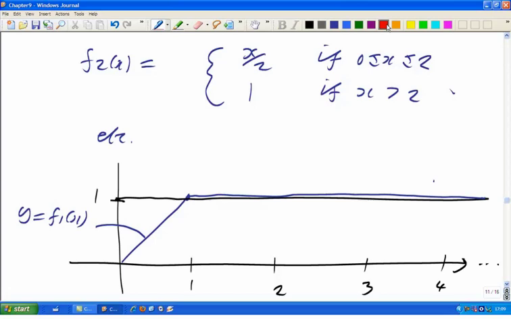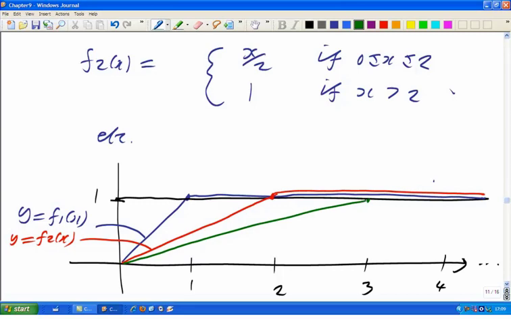y equals f2 of x does the same thing, except that it doesn't get up to height 1 until you get over to 2. f3 of x does the same thing at 3. I think I'll go under this time. You see, it's actually very difficult to do this properly because you've got to indicate all these different functions which are still going along the same line. And finally, f4 of x, which gets to here, if I can. And off it goes.